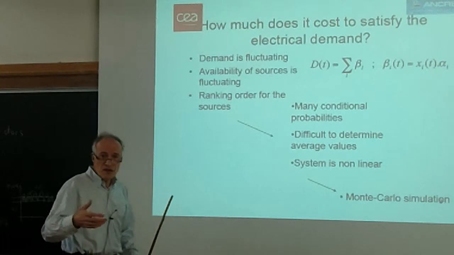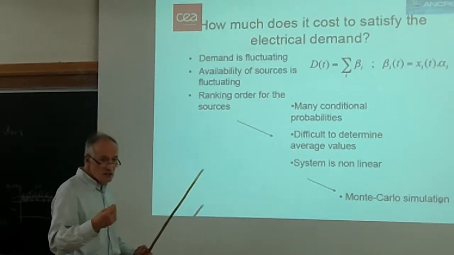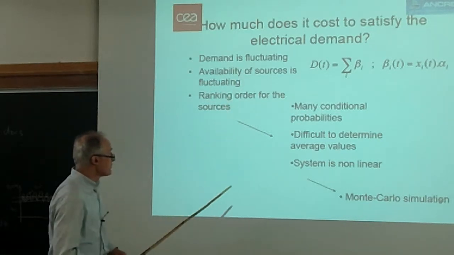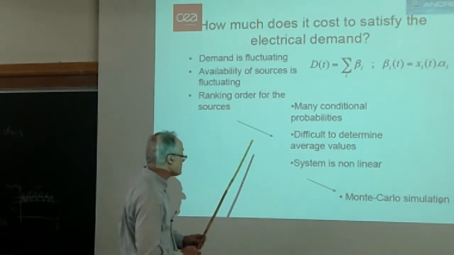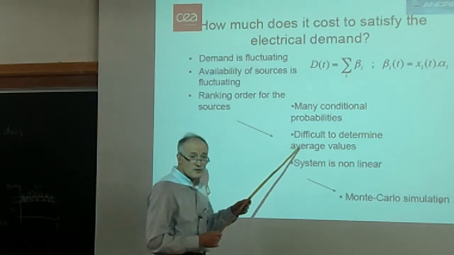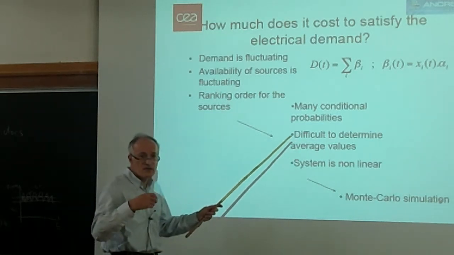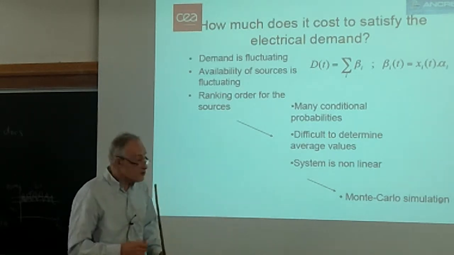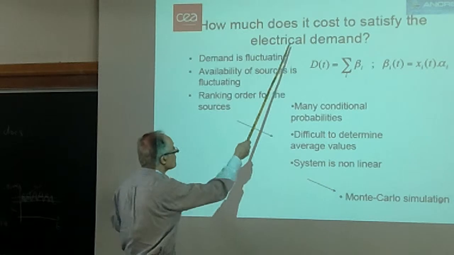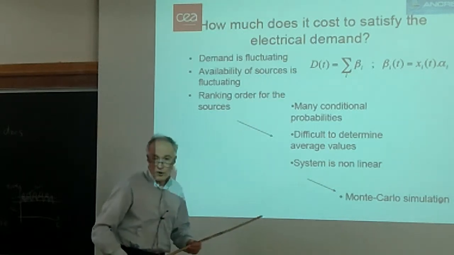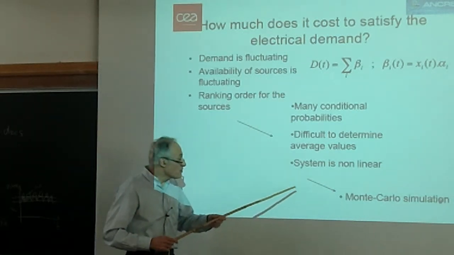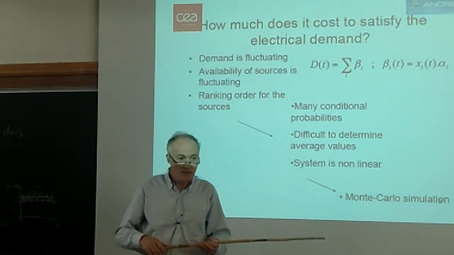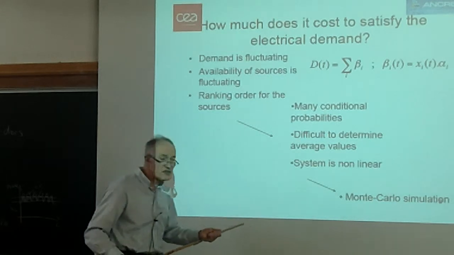We have a very specific ranking for the order of solicitation of the sources, and this makes the problem nonlinear, with many conditional probabilities and an a priori difficulty to determine average values. It is difficult to use an Excel file and proportionality rules to determine the cost here. And therefore, we did a thing that every physicist does when he knows the equations but he is unable to solve them. He does a Monte Carlo simulation.